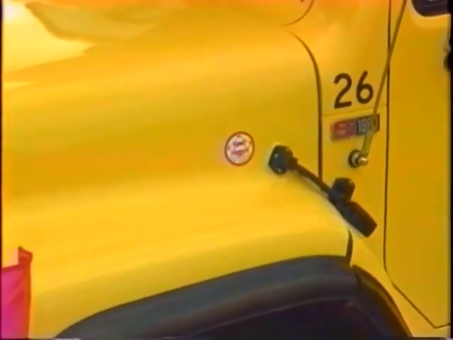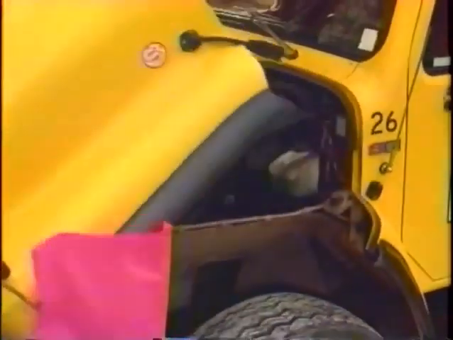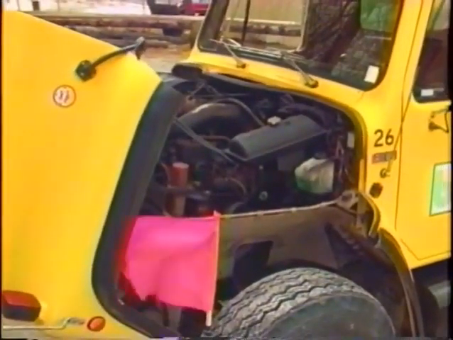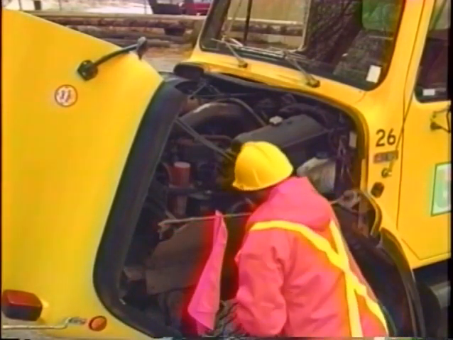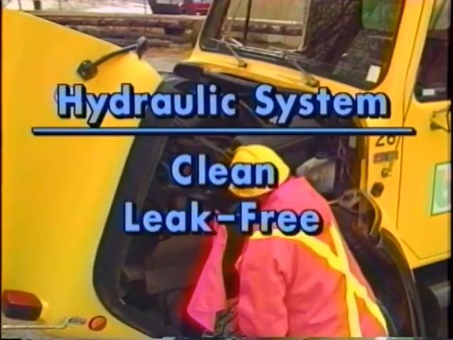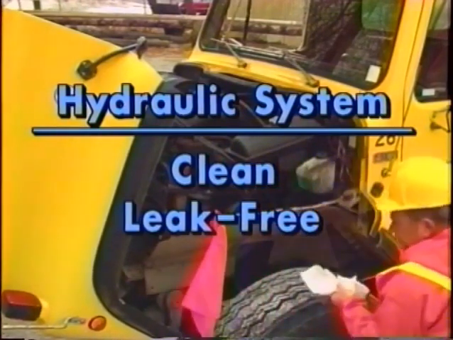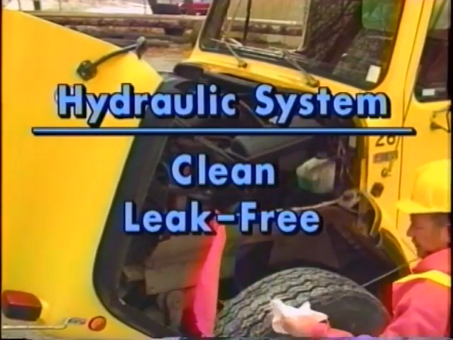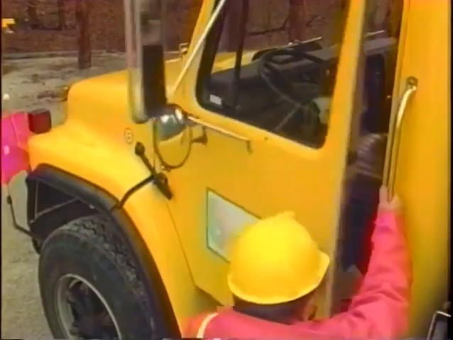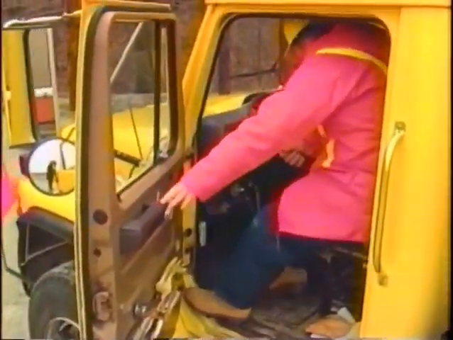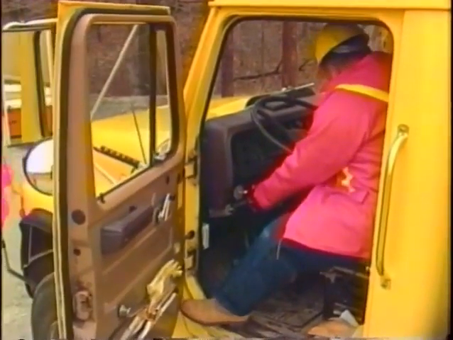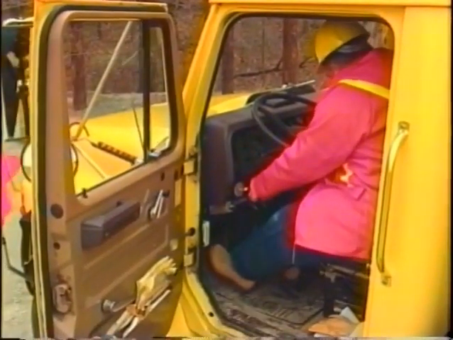It's a fundamental rule that you never take a utility vehicle on the road without first performing a pre-trip inspection. As part of your circle check, you should examine the vehicle's hydraulic systems. You want to make sure they are clean and leak-free. When you carry out your inspection, the system should be warm, the engine should be running, and all cylinders should be retracted.